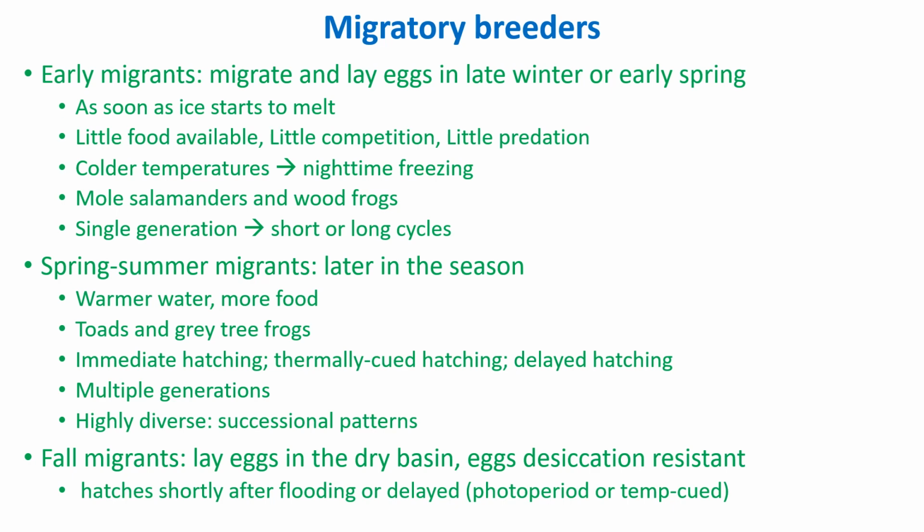Now the third one will be fall migrants. These guys lay eggs in the dry basin of the wetland, and the eggs are very desiccation resistant. Imagine what I just mentioned: they lay eggs in the dry basin of the wetland when there is no water in the wetland, right? And so the eggs have to be resistant to desiccation. They remain dormant in the dry basin, and immediately after flooding, it could be a fall rain or a fall snow melt, they could actually hatch and emerge as larvae.